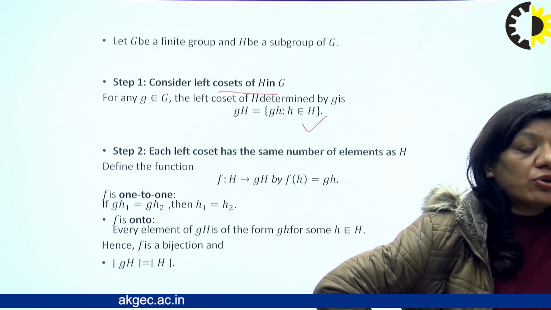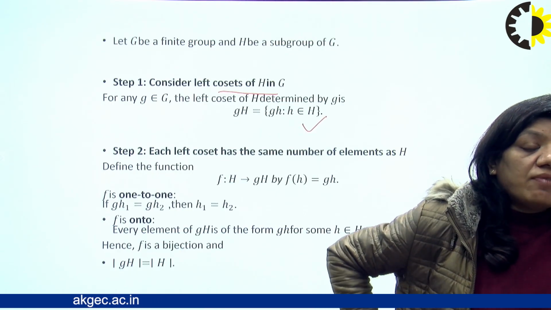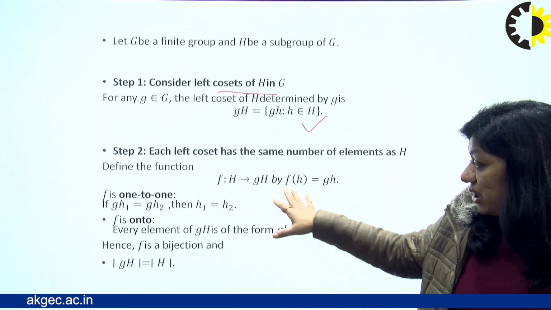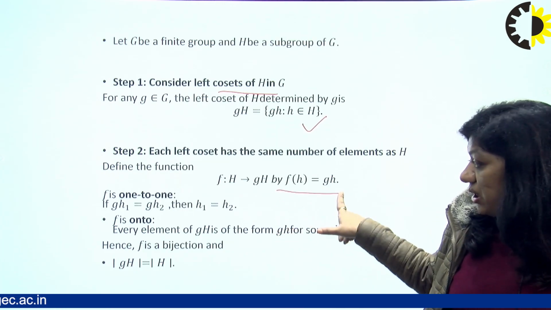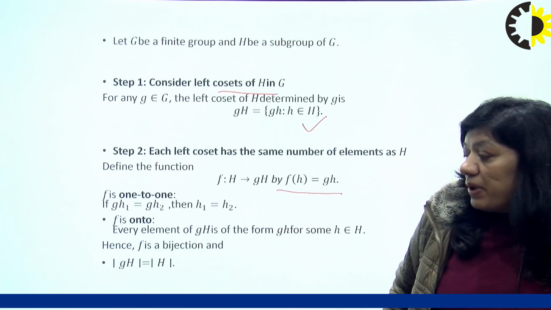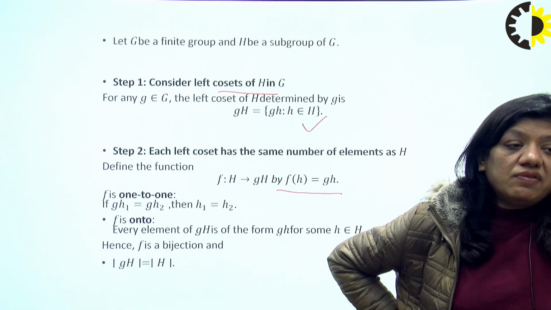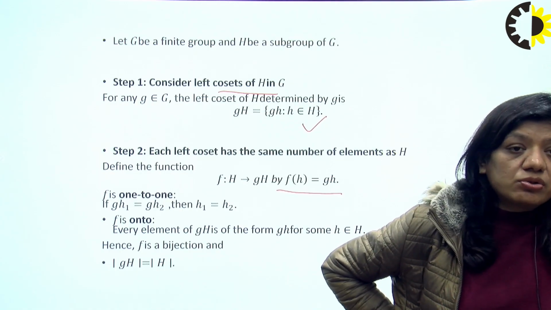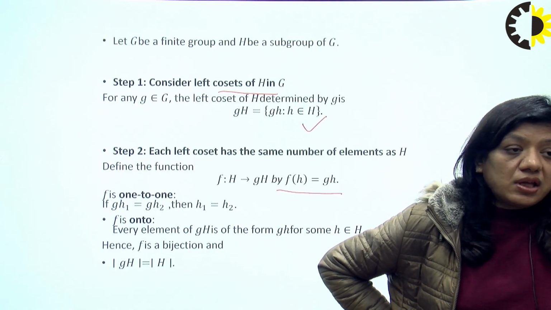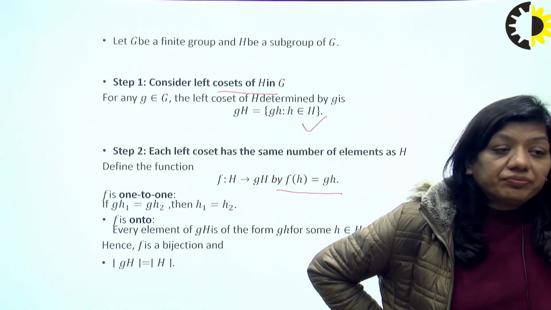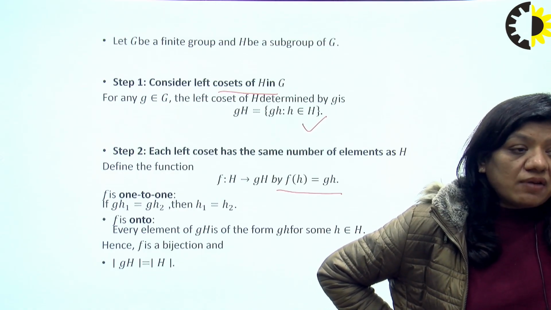For this, we have to define the function f such that f(gH) = h, where h belongs to H. First property: f should be one-to-one, meaning if g1 = g2H, then we can say h1 = h2. And the second property is that f is onto.